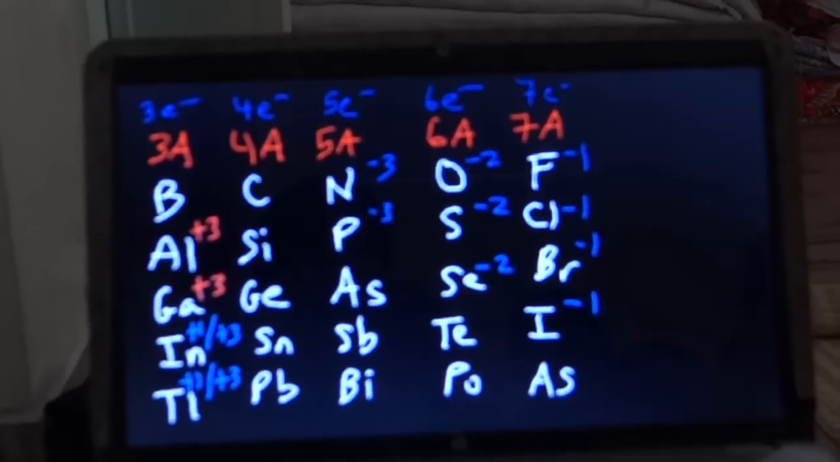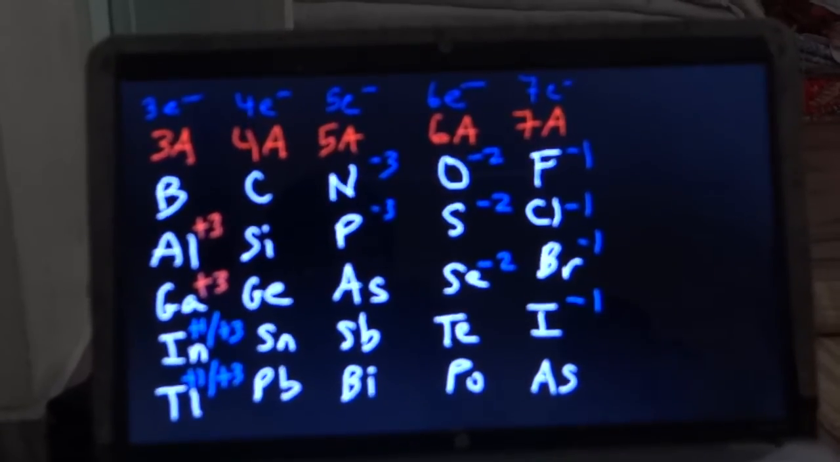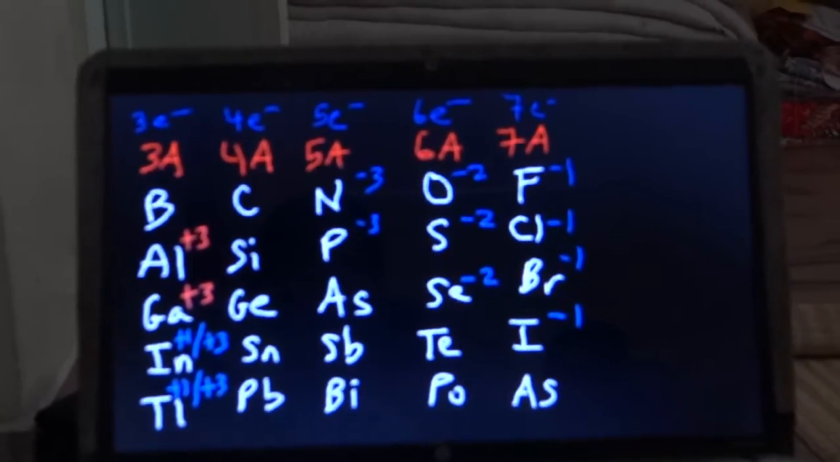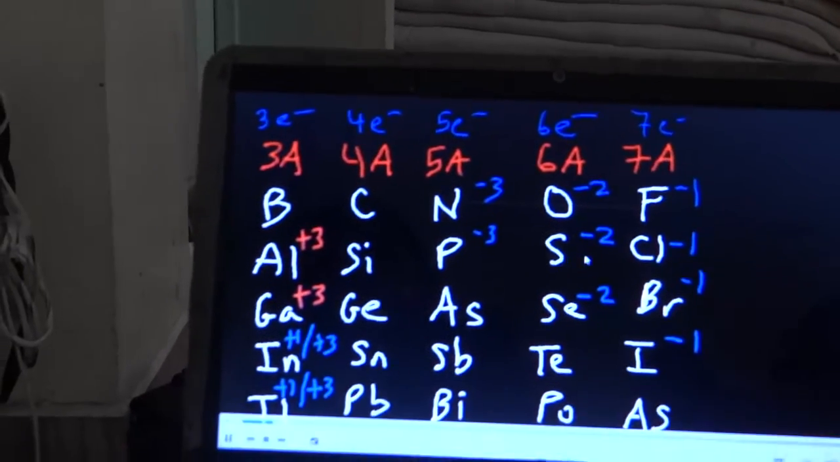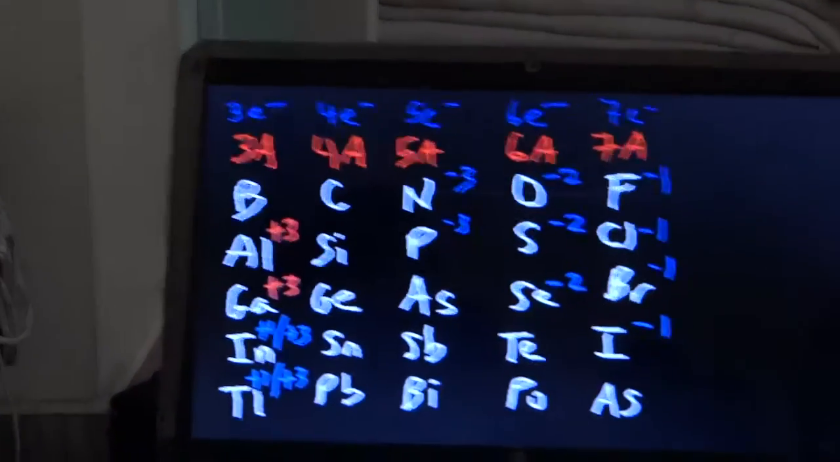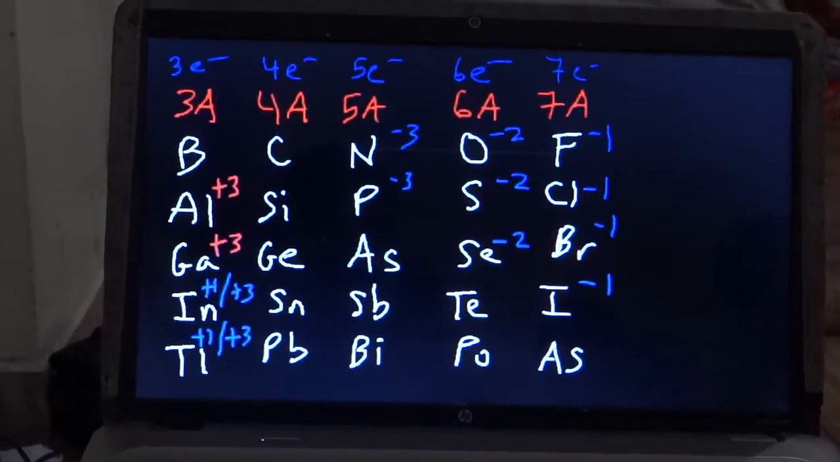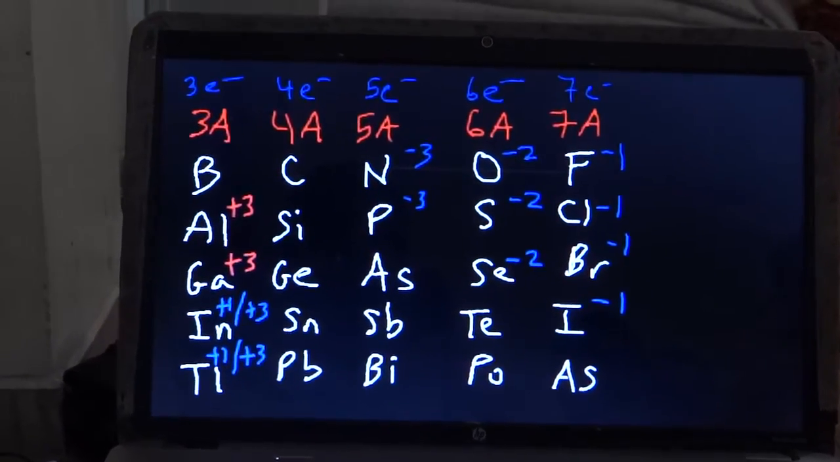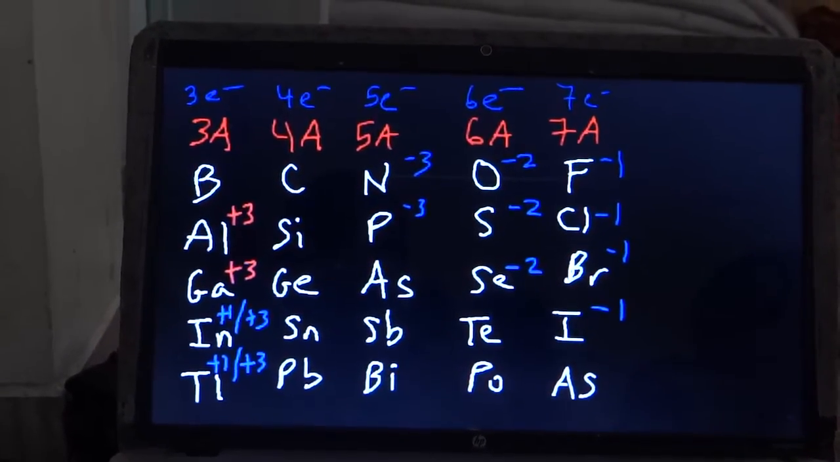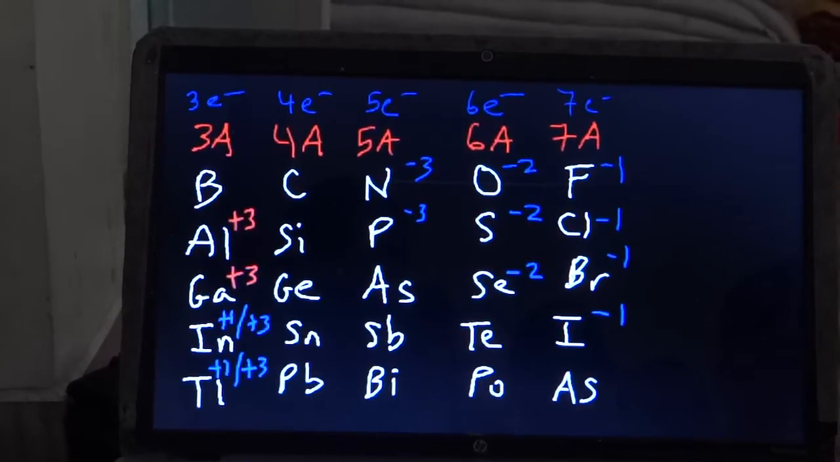So nonmetals tend to be electronegative. Metals are usually electropositive. Electronegative elements, once they acquire the electrons that they want, form negative charges. Electropositive elements like metals like to give away electrons and they're going to develop a positive charge.